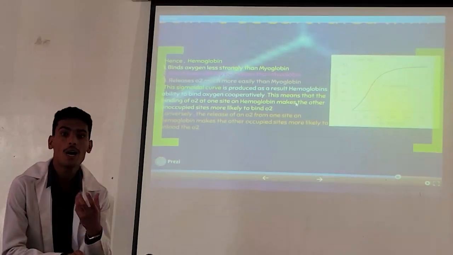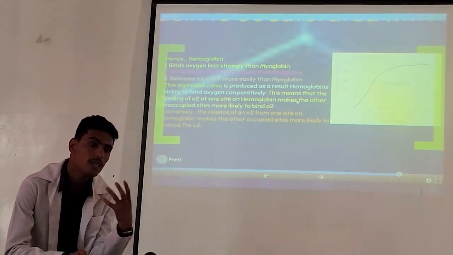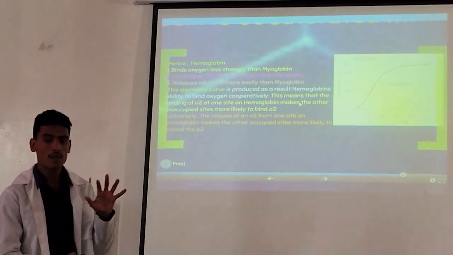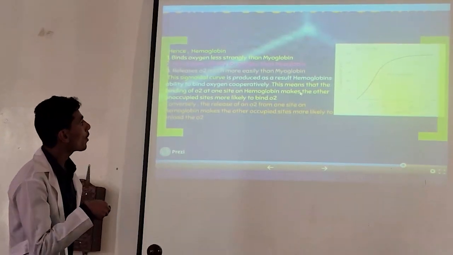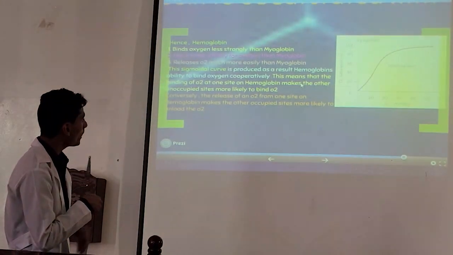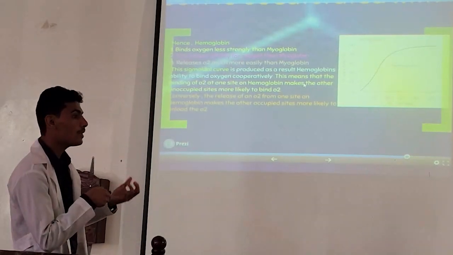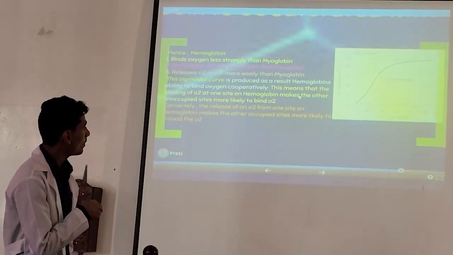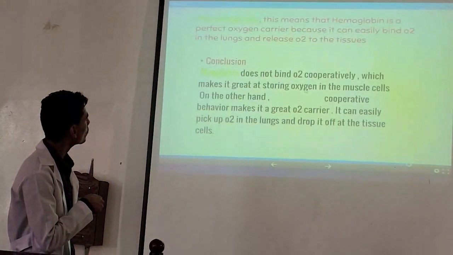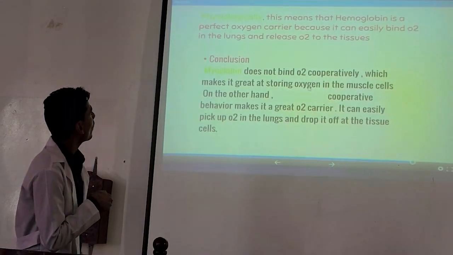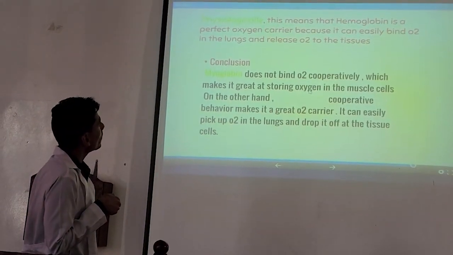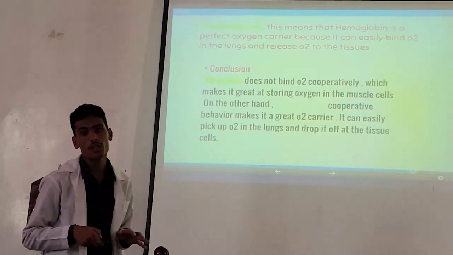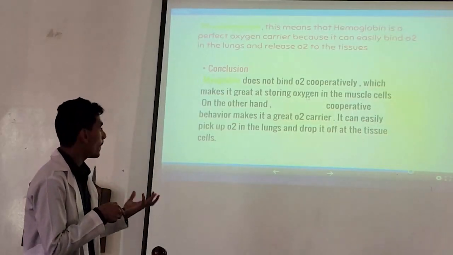If one heme group is bound to one oxygen molecule, this makes the other unoccupied sites more likely to bind oxygen. This gives the other sites more affinity for oxygen. And conversely, the release of oxygen from one site on the hemoglobin makes the other occupied sites more likely to release oxygen. This makes hemoglobin a good carrier for oxygen. Physiologically, hemoglobin is a perfect oxygen carrier because it can easily bind oxygen in the lungs and release this oxygen in the tissues because of the cooperative fashion.